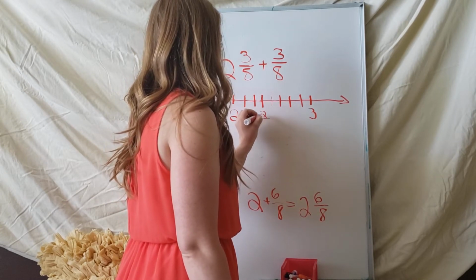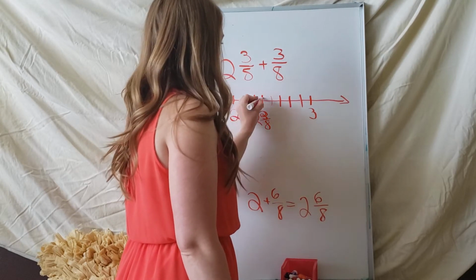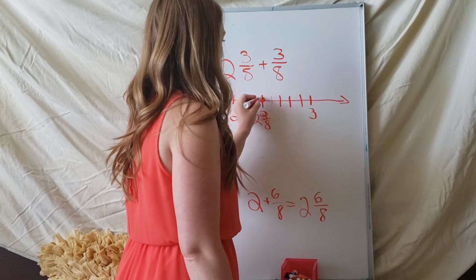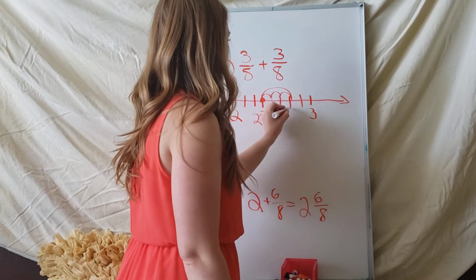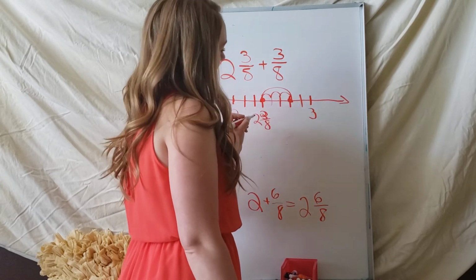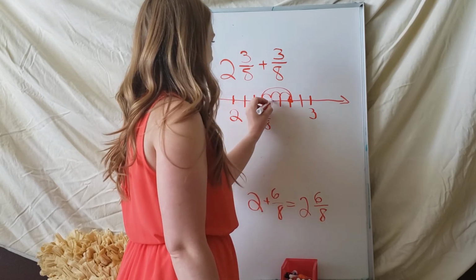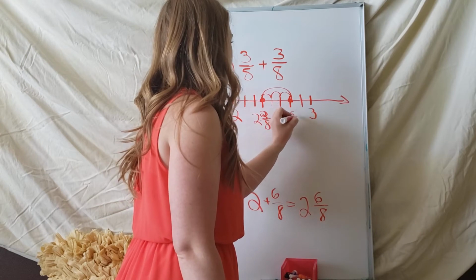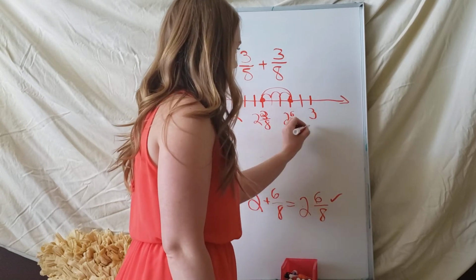2 and 3/8. And I need to add on 3 more eighths. So I go 1/8, 2/8, 3/8. That gets me right here. But what number is that? That's 2 and 1, 2, 3, 4, 5, 6 eighths. Is that the same number that we got down here? 2 6/8, 2 6/8. It checks out.